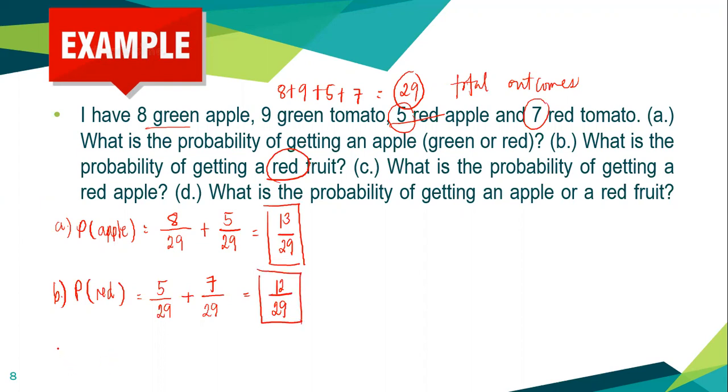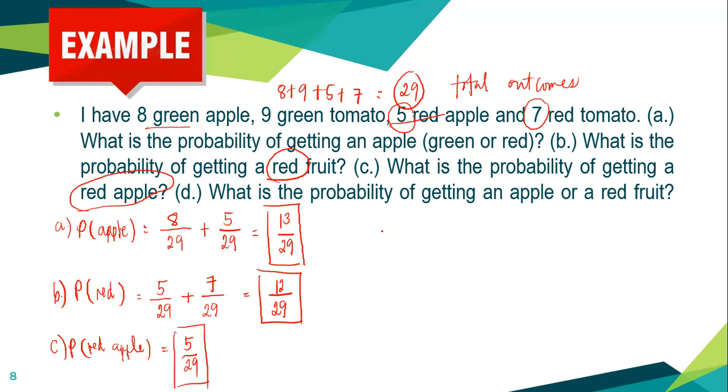How about letter C? Letter C is asking us for the probability of red apple. So, red apple lamang ang gusto niyang malaman. So, gagawin lang natin, ilan ba ang red apple? We have 5, tama? Meron pa bang ibang red apple bukod dun sa 5? Wala na. So, we have 5/29. Your answer for letter C.